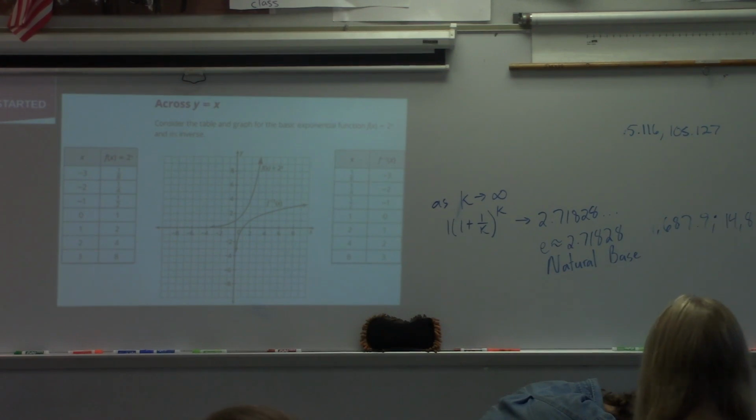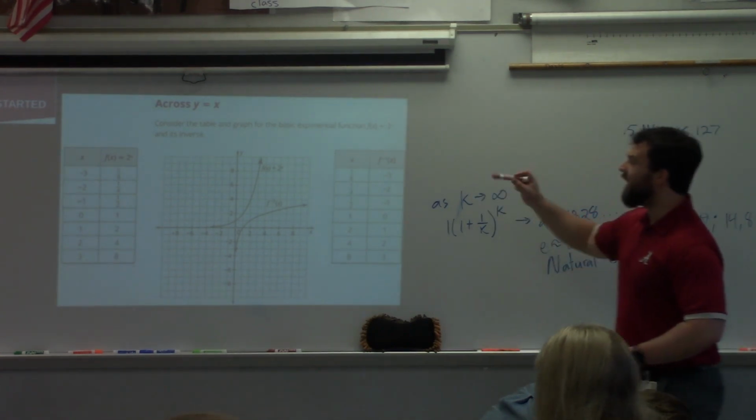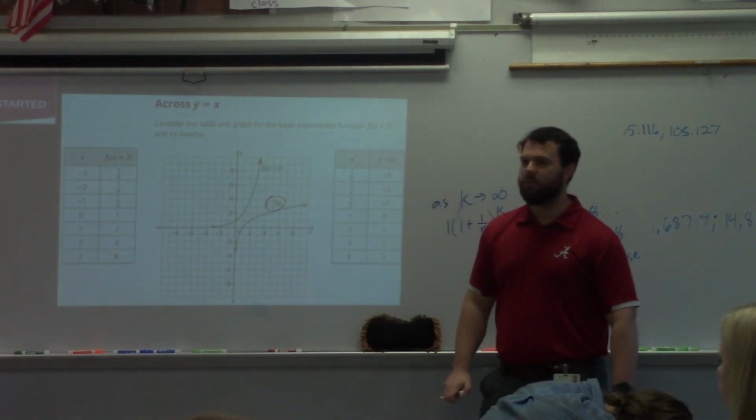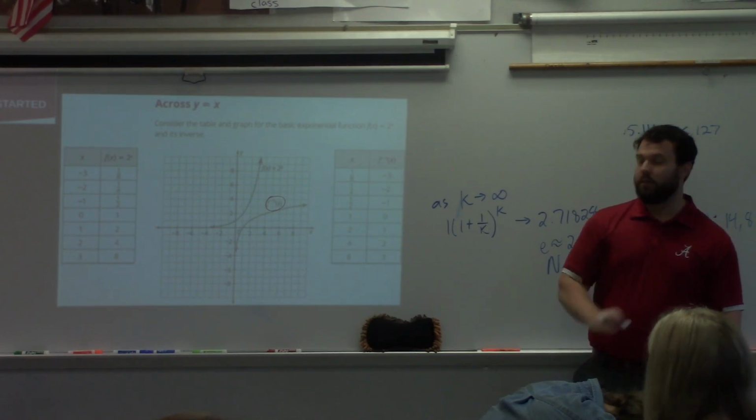So look at the next page. I know we're jumping a little bit, but I want you to notice this. What function are we dealing with right here? Exponential. f of x equals 2 to the x, an exponential. And when I look at that exponential, I see this notation. What does this notation indicate? That is the inverse function of f of x. And look at the inverse.